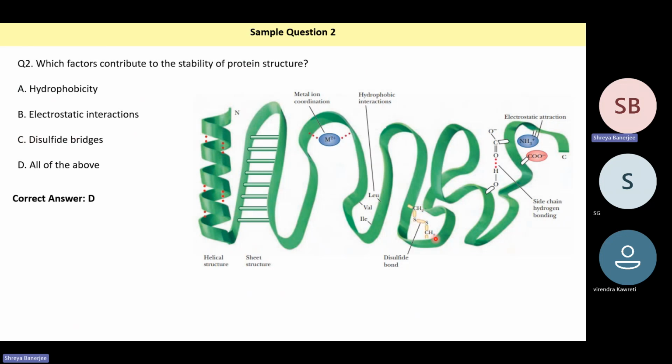So CH2SH, CH2SH, the hydrogens are lost to make this disulfide bridge. So all these factors are stabilizing the protein. So the answer is D, that is all of the above.